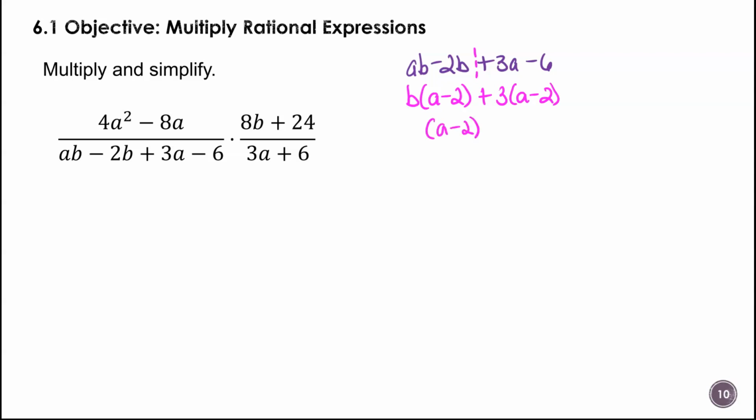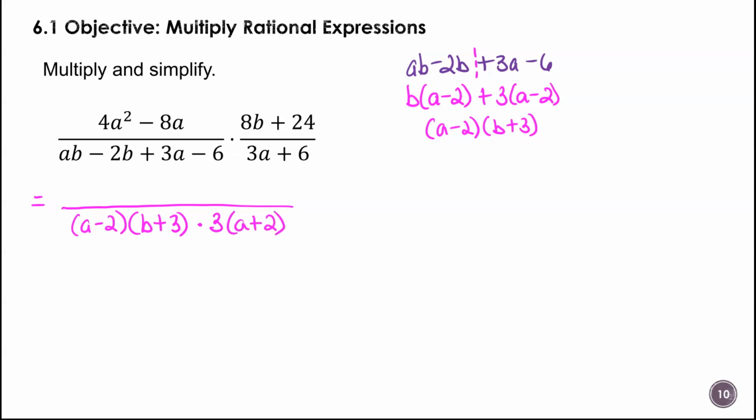So this factors as a minus 2 times b plus 3. All right, so let's go back. And that's what's going to go in the denominator here, right? A minus 2 times b plus 3. And then in that denominator, it's also going to be a 3 times a plus 2 because I factor out the 3.